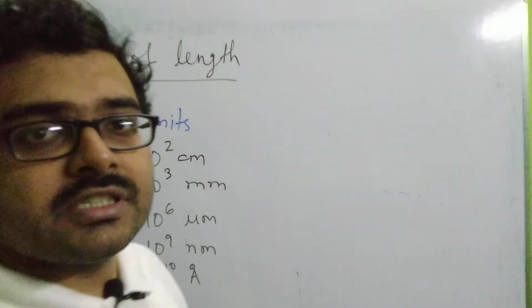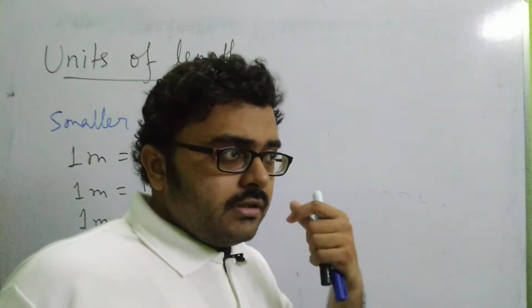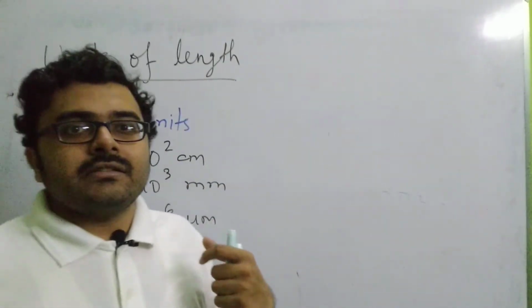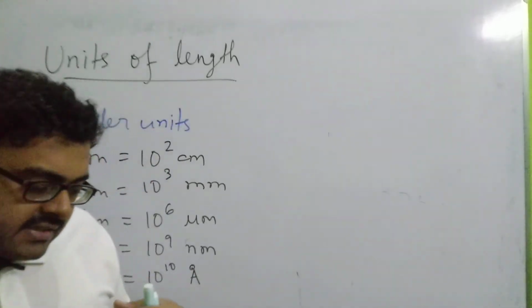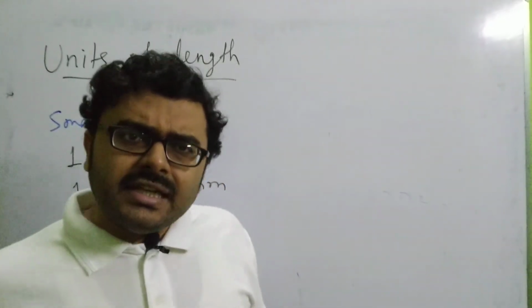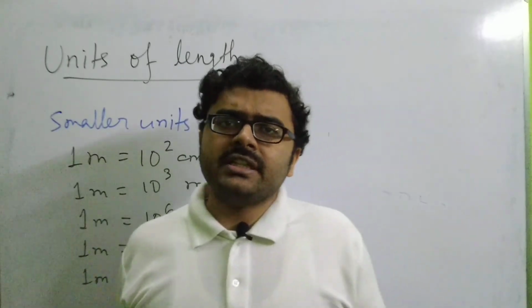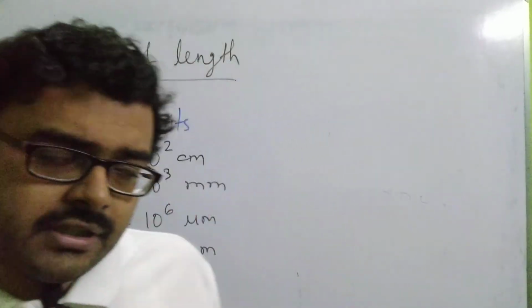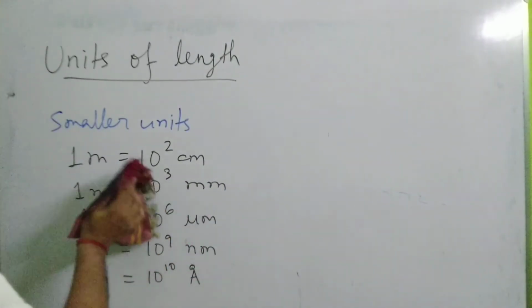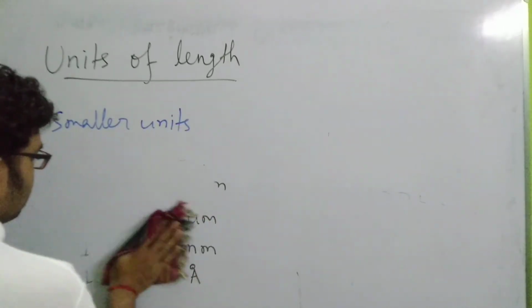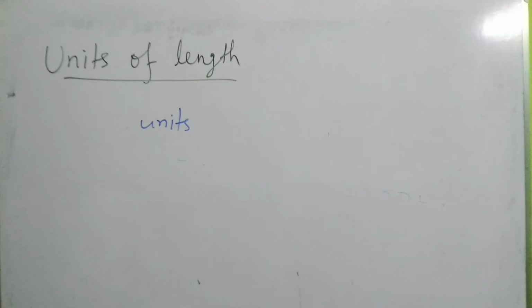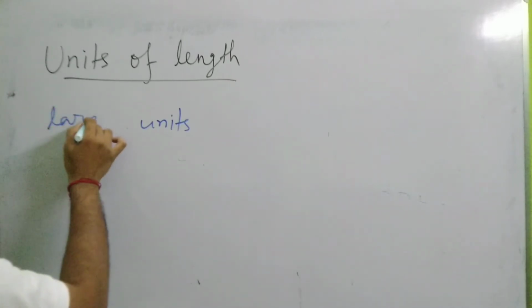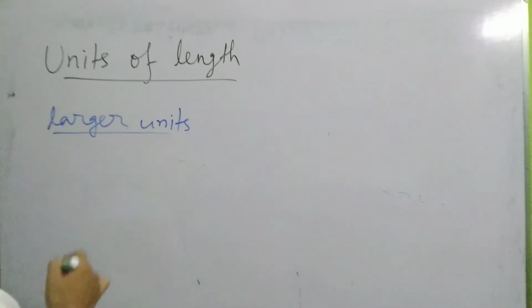Now when you come to the lengths of bigger objects, when you state the distance of place A to place B, we can use larger units of length instead of meter, such as kilometer. Or when you are saying the distance between one planet and another planet, it is quite inappropriate to mention that length in meter. So what are the larger units? Some of the larger units are kilometer.